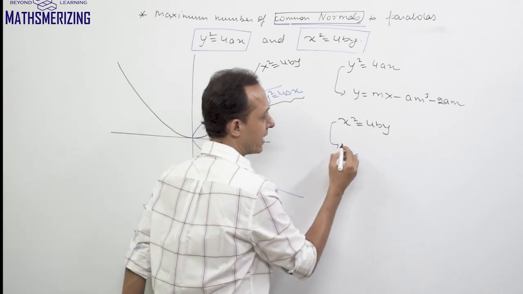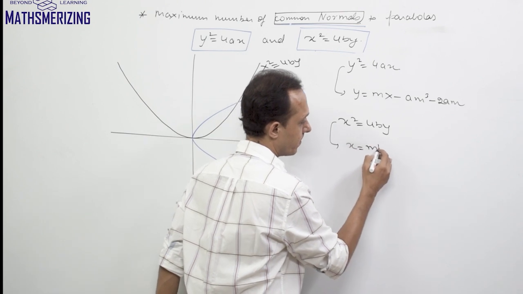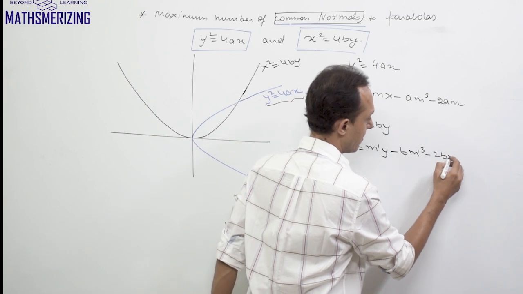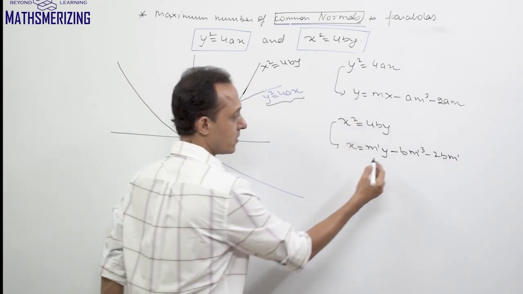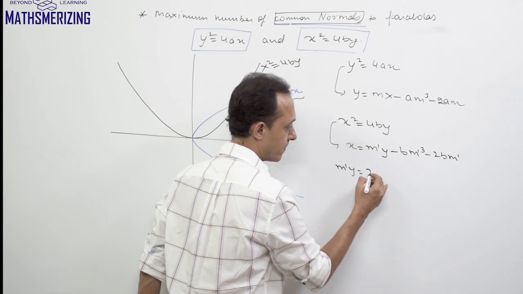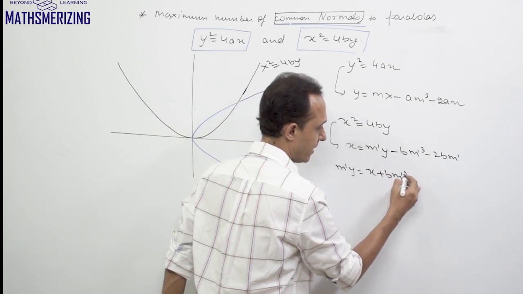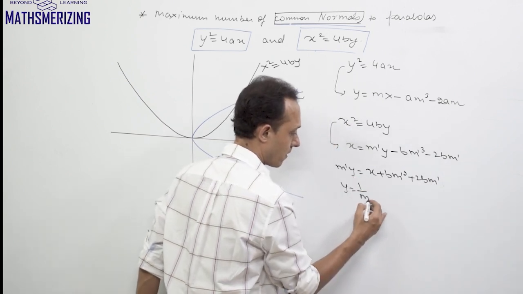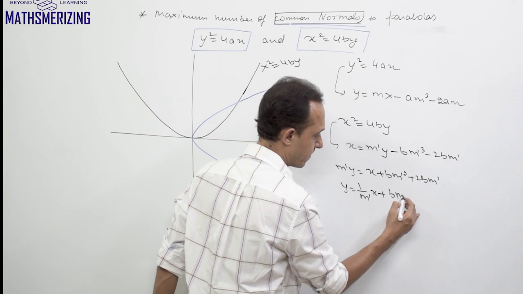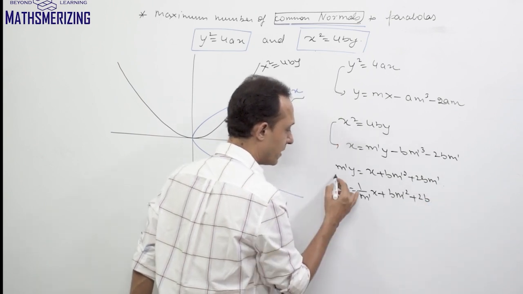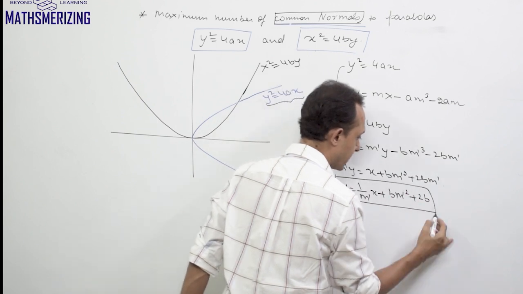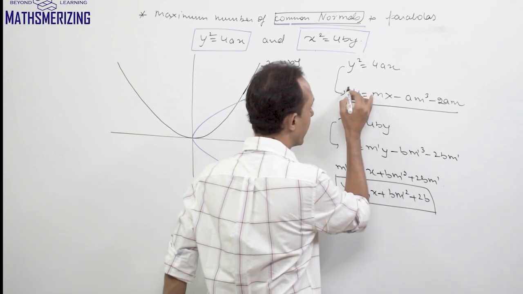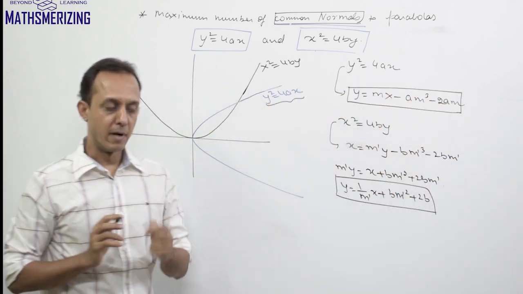The relation between the first and third form is, if I interchange x and y, I'll get the third form, x square equals 4ay, or in this case x square equals 4by. So for this equation, I can write the equation of normal as x equals m dash y minus b m dash cube minus 2b m dash. So again, I'll write it as m dash y equals x plus b m dash cube plus twice b m dash. I'll divide by m dash: y equals 1 upon m dash times x plus b m dash square plus 2b. So that is the equation of normal for this second form, x square equals 4by, and for the first form, the equation of normal is y equals mx minus am cube minus twice am.